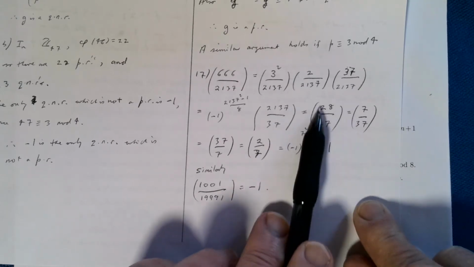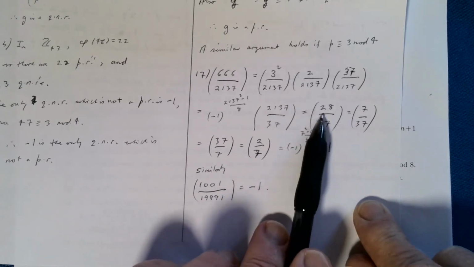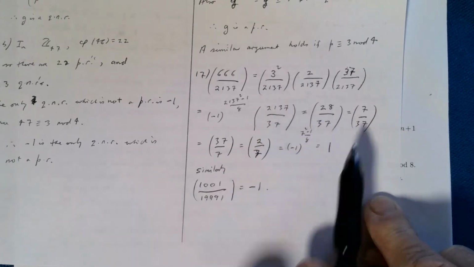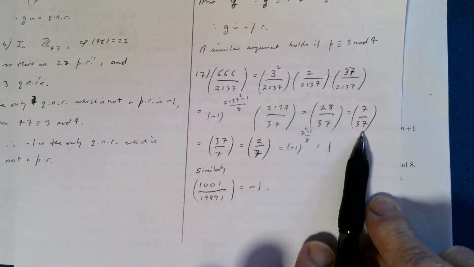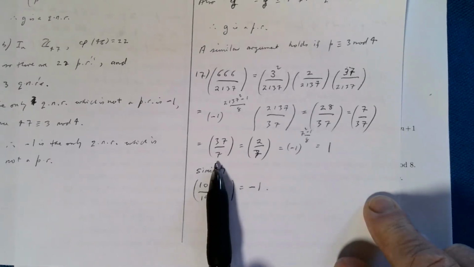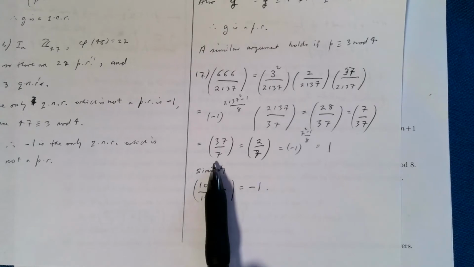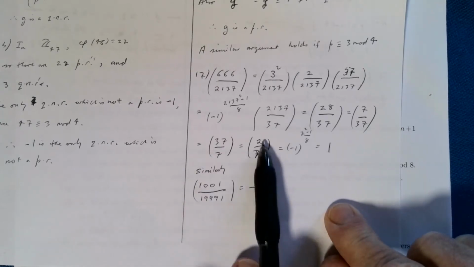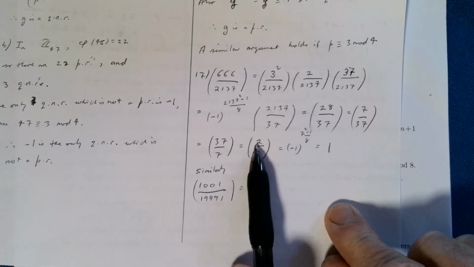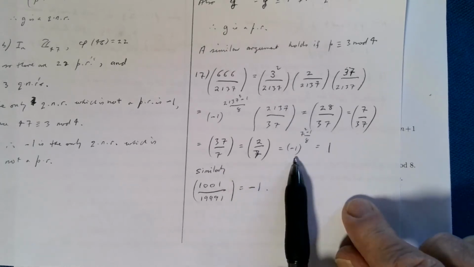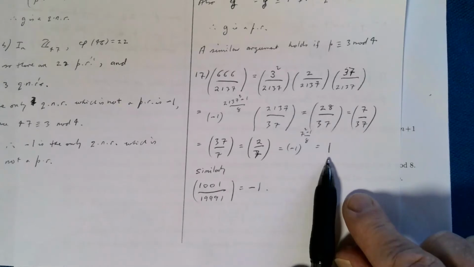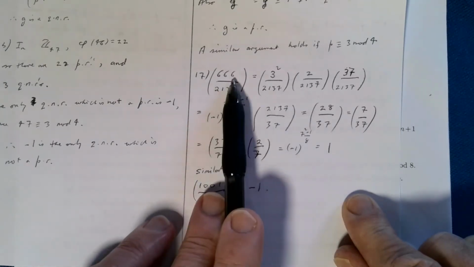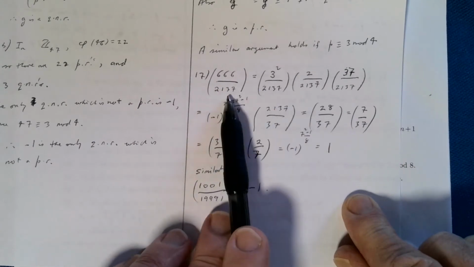So again, we can take the square factor out of 28, which is 4, and get rid of that. And we're left with 7 on 37. 37 is a 1 mod 4 prime, so we can flip it using the quadratic reciprocity law. And then again we reduce this down to 2 over 7. Once we get a 2 on the top, we can use our formula, and it turns out to be 1. So this Legendre symbol is 1, which of course means that 666 is a square modulo 2137.